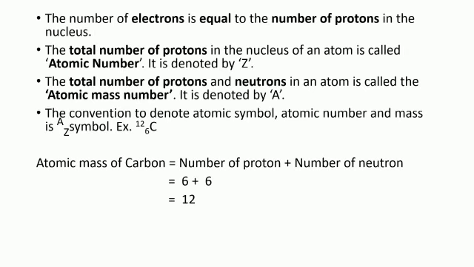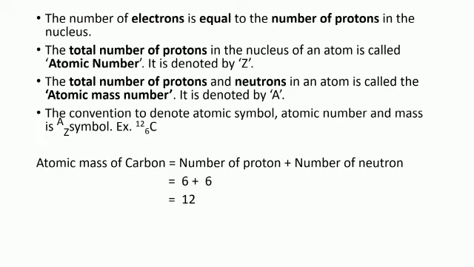The number of electrons in the extranuclear part is equal to the number of protons in the nucleus. Therefore, electrical charges are balanced and the atom is electrically neutral. The total number of protons in the nucleus of an atom is called the atomic number. It is denoted by the symbol Z. The total number of protons and neutrons in an atom is the atomic mass number of that element. The mass number is denoted by the symbol A.